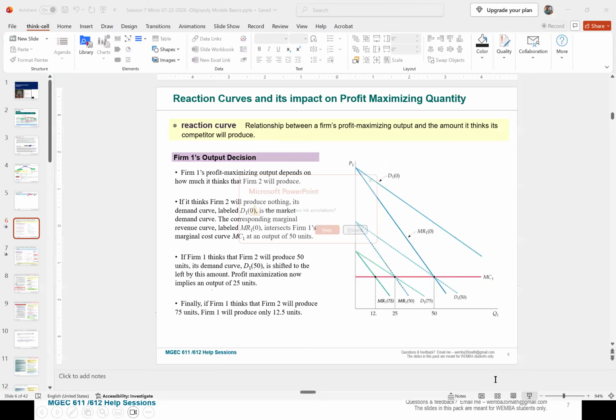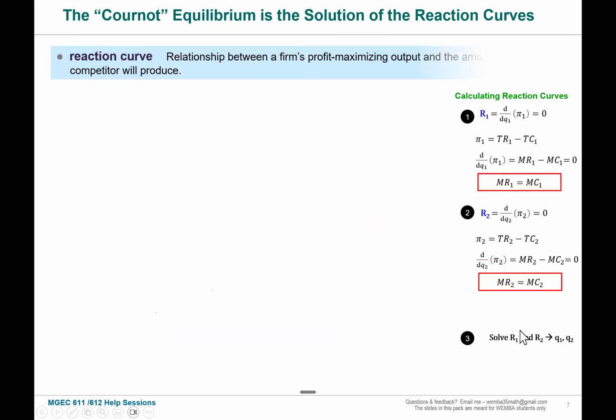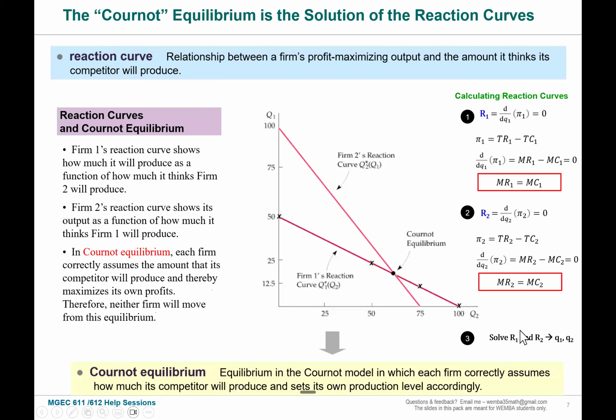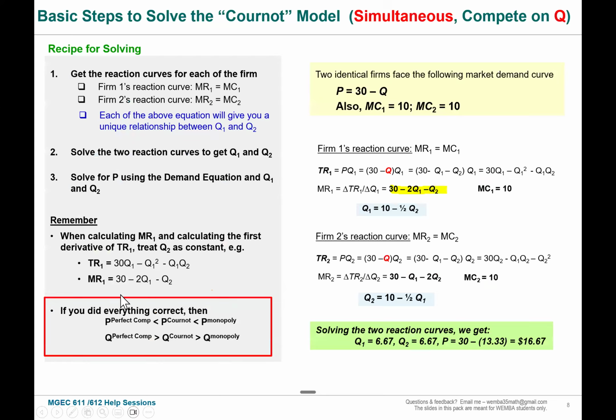Okay. That's the general idea. So a Cournot equilibrium is an equilibrium in which each firm correctly assumes how much its competitor will produce and sets its production level accordingly. So let's take an example and see how we get to it. So here is the recipe for solving it.